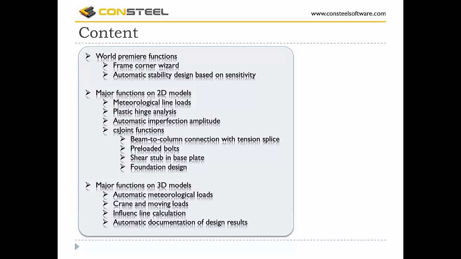And the first group of the other functions are shown on a simple 2D model. These are the line loads for meteorological loads and plastic hinge analysis. Automatic imperfection amplitude will not be shown here, but this is a new function and there is a complete webinar on this topic. So those who are interested, please visit our YouTube channel and you can find a detailed webinar on how to use the imperfections in ConSteel. But this is a new function in ConSteel 9.